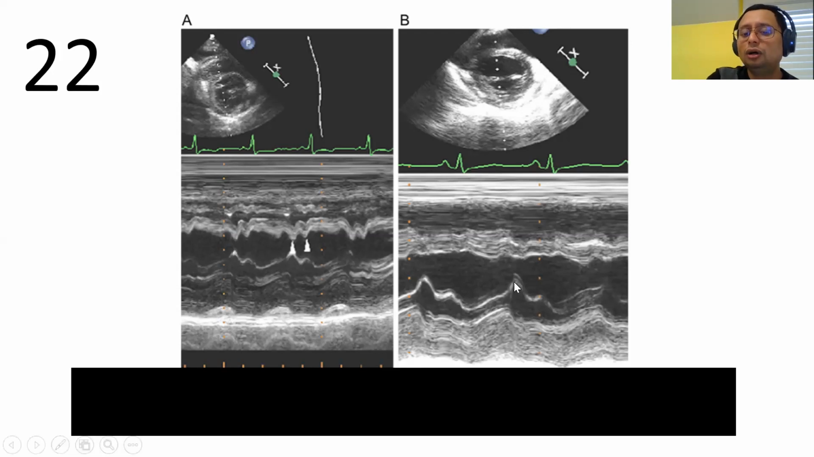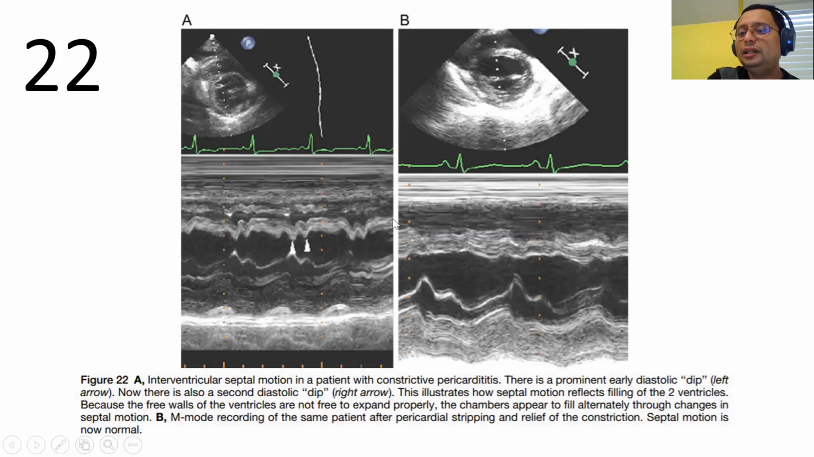Okay, now what happened here? So this is after they do pericardiectomy. You have stripped the pericardium. You can see there are no longer diastolic septal bumps. All right.